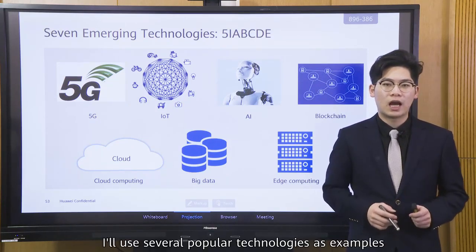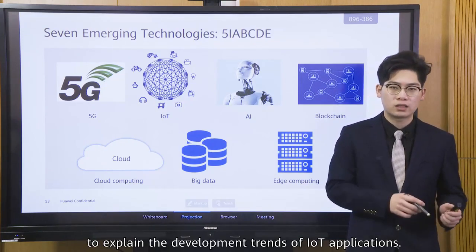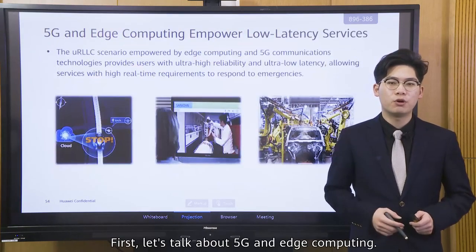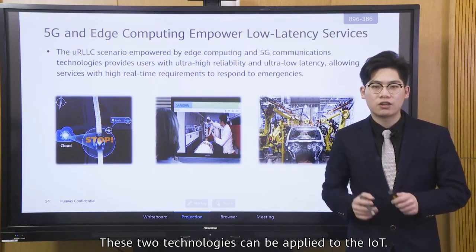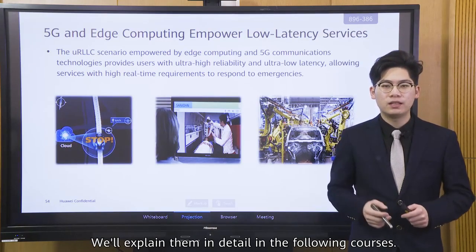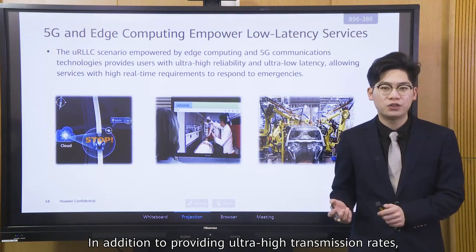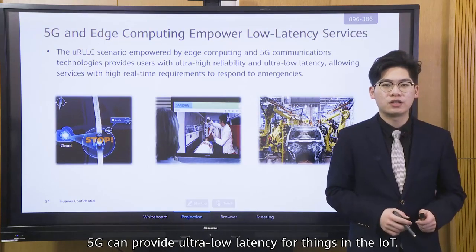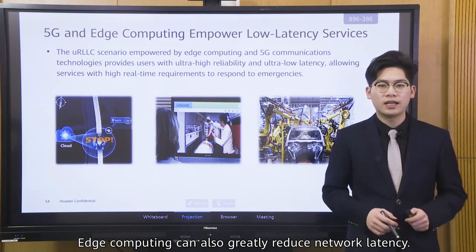In today's course, I will use several popular technologies as an example to explain the development trends of IoT applications. For example, let's talk about 5G and edge computing. These 2 technologies can be applied to the IoT. We will explain them in detail in the following courses. In addition to providing ultra-high transmission rate, 5G can provide ultra-low latency for things in the IoT. Edge computing can also greatly reduce network latency.